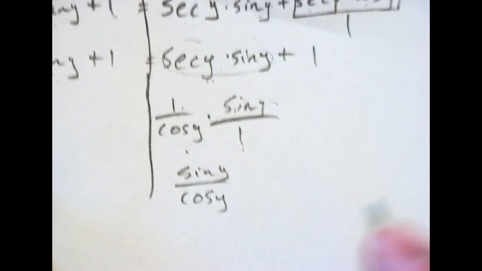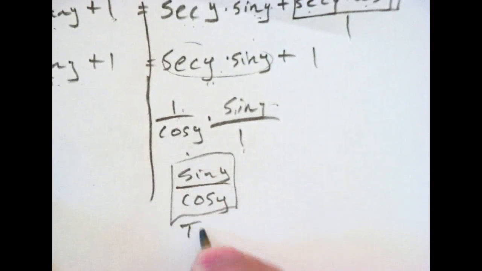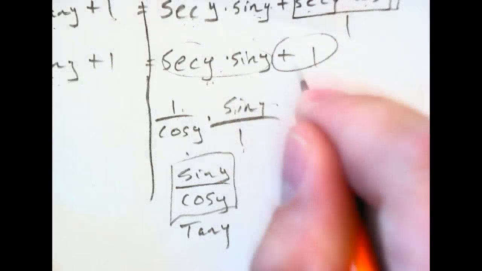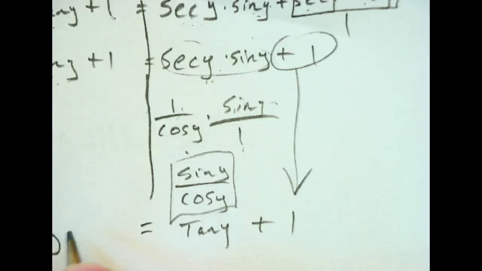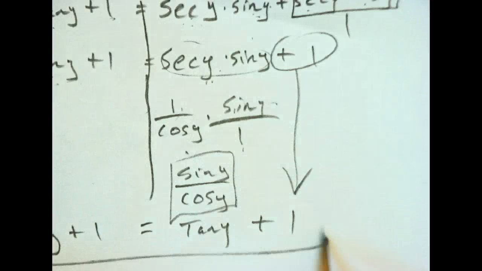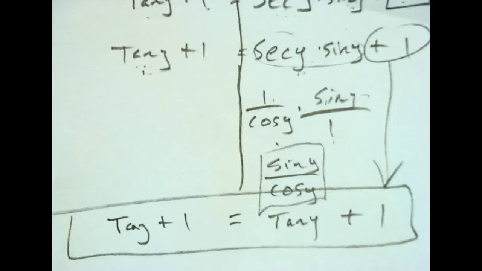Sine over cos, which is tangent. So that's tan y, and this 1 comes down, plus 1 equals tan y plus 1, as Brooks would say. Yes, as I would say. Okay? So there we've got it.